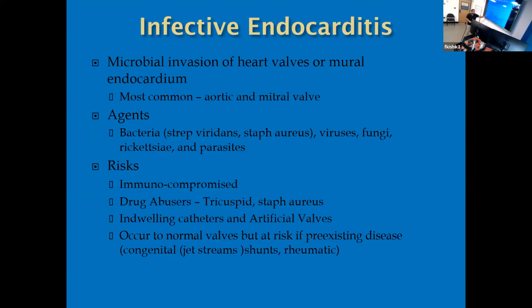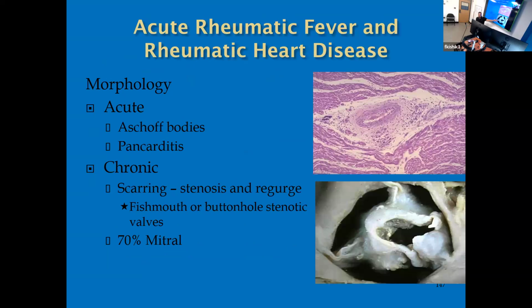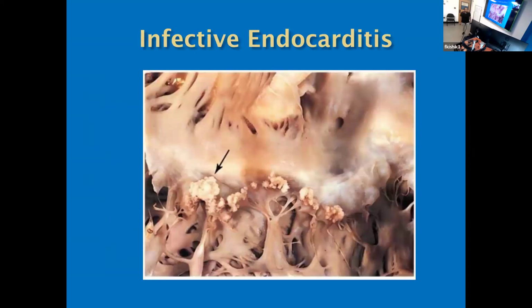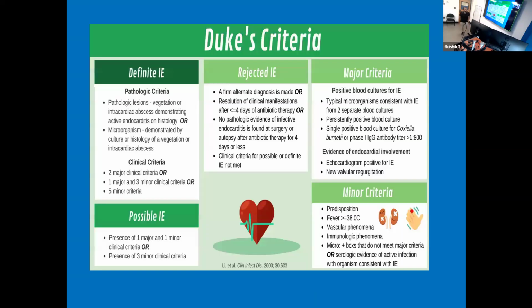It occurs in normal valves, but there's more risk with pre-existing disease like rheumatic heart disease or congenital defects. If you have a valve that looks like this, it has a high predilection to get infected. It's compromised, chewed up, jagged. It's got all the hallmarks of getting infected. We call these veggies, like broccoli. These are vegetations on the heart, and you see them on echo.